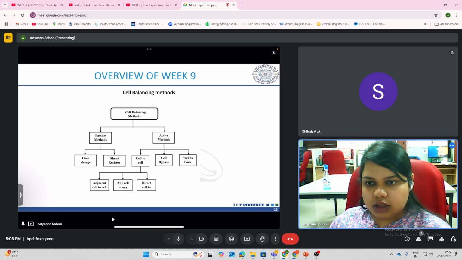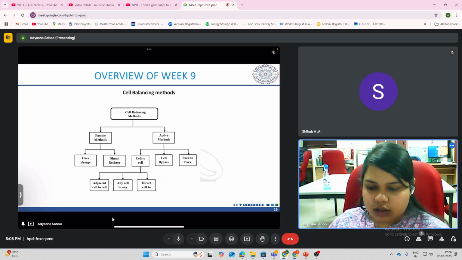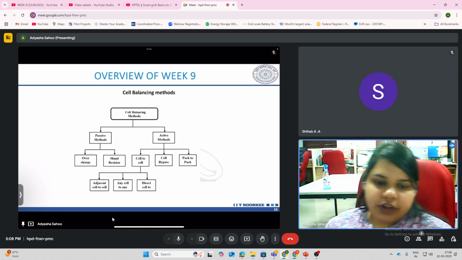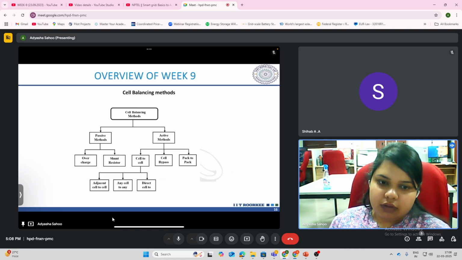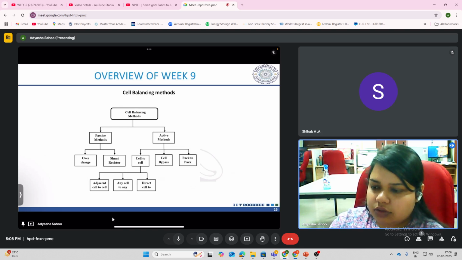Now, cell balancing methods. So we had seen in the previous lectures that a battery pack will consist of different cells, and these cells may have different SOCs. So why may they have different SOC?